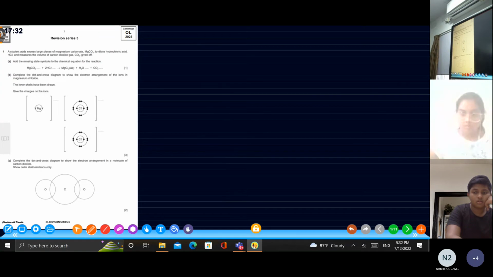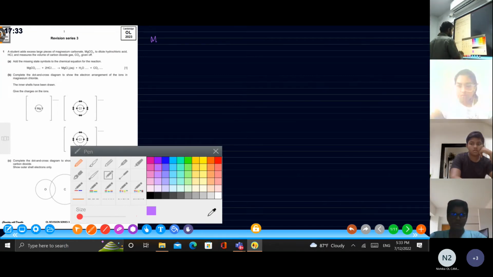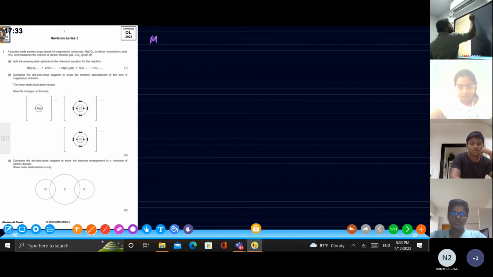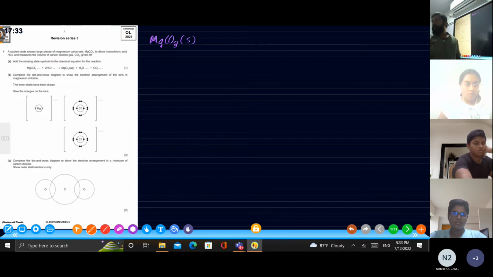Right. Add the missing state symbols to the chemical equation. Your answer is going to be: this is magnesium carbonate, solid. How do you know it's solid? Carbonates are insoluble except for group 1 and ammonium. Then, right?